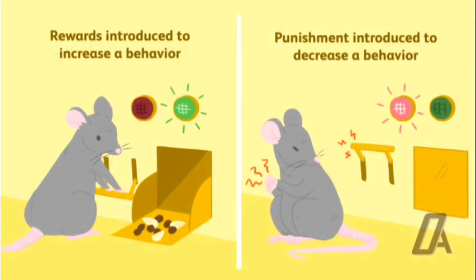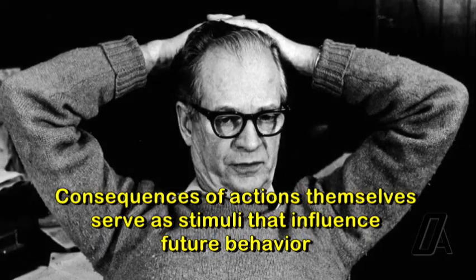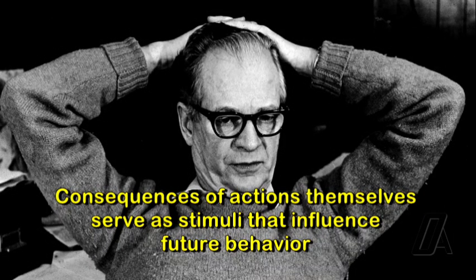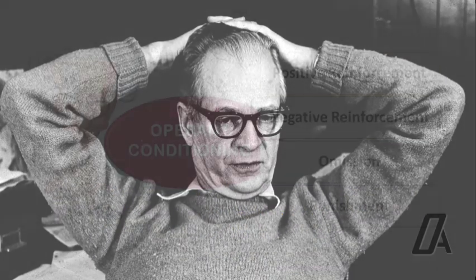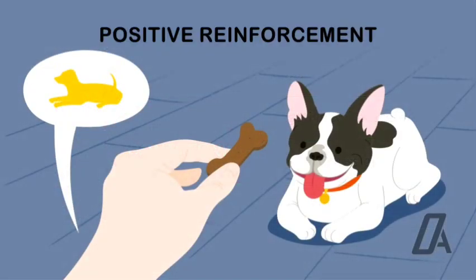Skinner highlighted the role of consequences in shaping behavior, suggesting that behaviors followed by positive consequences, reinforcement, are more likely to be repeated, while behaviors followed by negative consequences, punishment, are less likely to occur again. He also emphasized the unconscious determination of behavior, proposing that the consequences of actions themselves serve as stimuli that influence future behavior. One effective strategy is positive reinforcement, where desired behaviors are encouraged by offering a reward or a pleasant stimulus immediately after the behavior occurs.